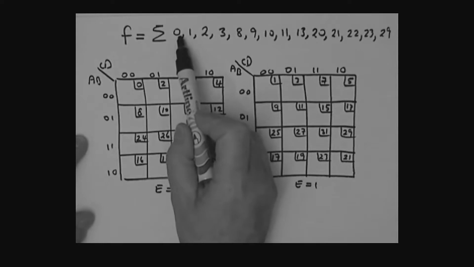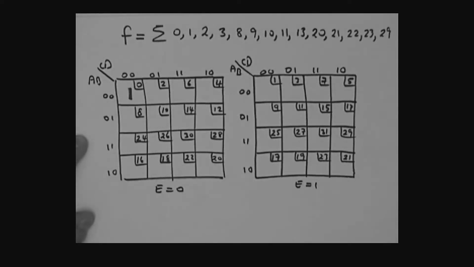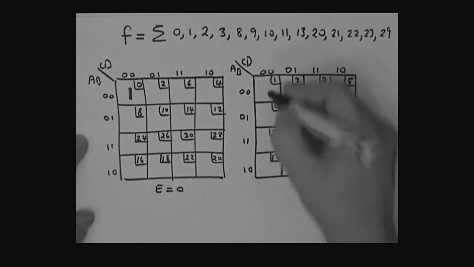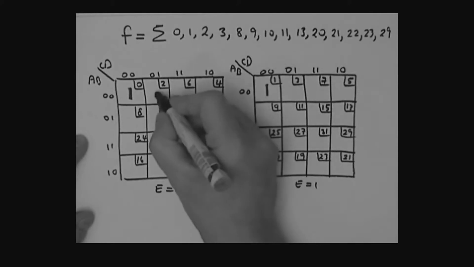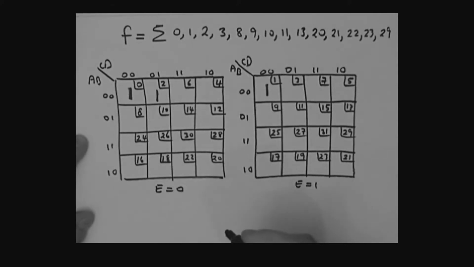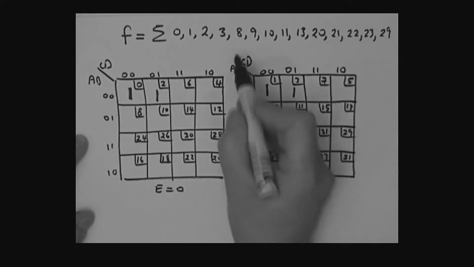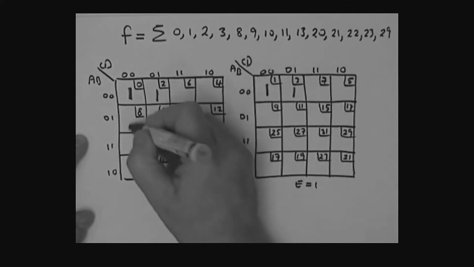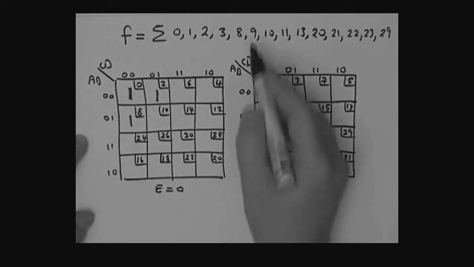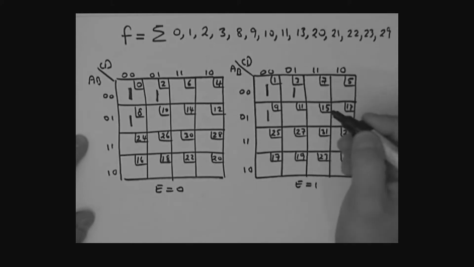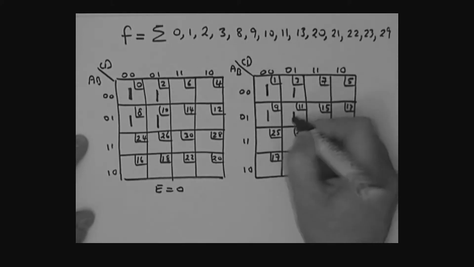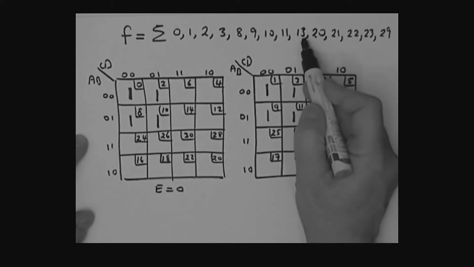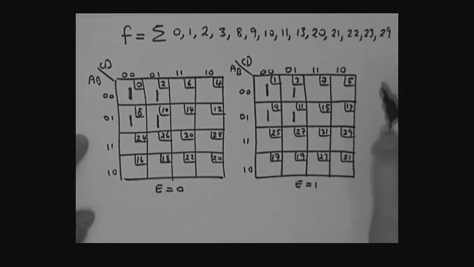All right, I've got a product term here at 0. So we'll put that guy down. All right, there it is. I've got a product term at 1. There it is. I've got a product term at 2. There's the product term at 2. I've got a product term at 3. There it is at 3. Another product term at 8. So there's the product term at 8. Another one at 9. Good. Another one at 10. Another one at 11. Another one at 13.